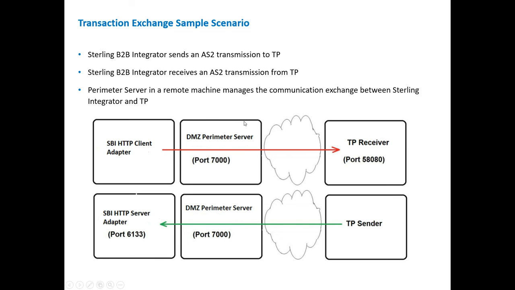That zone is called the demilitarized zone, and the perimeter server is actually installed on a Windows machine, and not a Linux or Unix machine, in the demilitarized zone. That's the architecture.